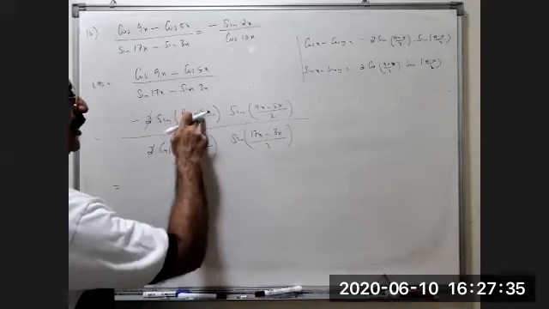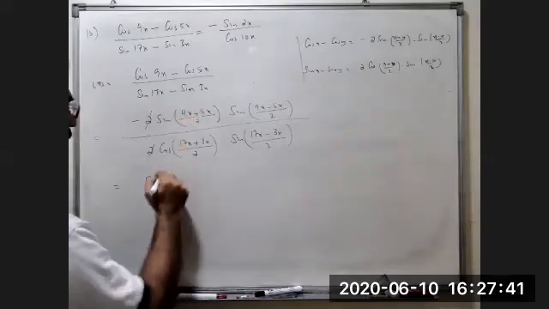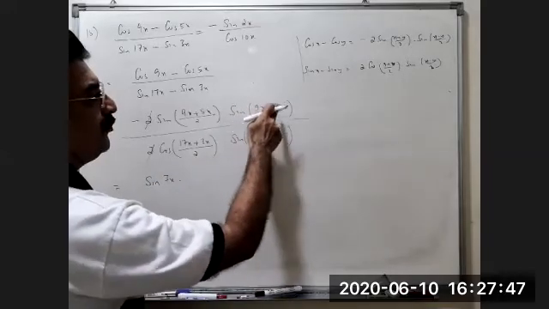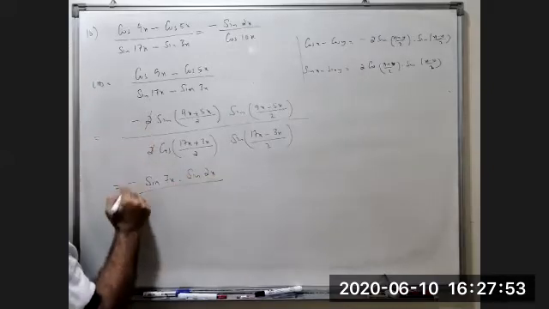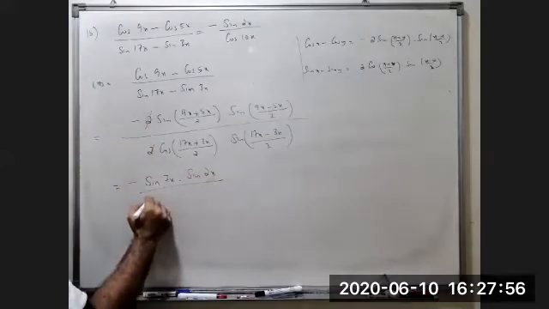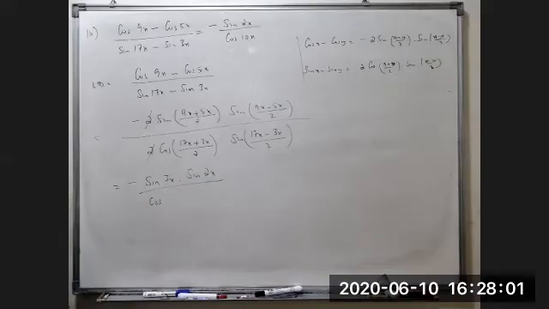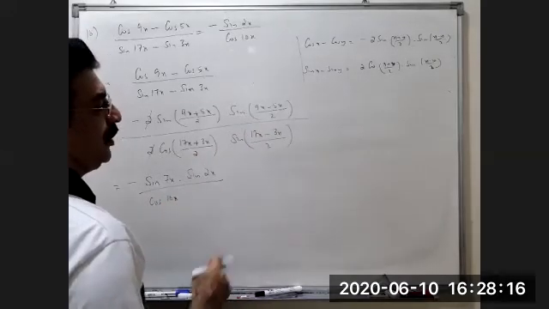9 plus 5 is 14, 14 by 2 is 7, so sin 7x into 9 minus 5, 4, 4 by 2 is 2, so sin 7x into sin 2x with a minus sign. Denominator: cos of 17 plus 3, 20 by 2, 10x, into sin of 17 minus 3, 14, 14 by 2, 7x.